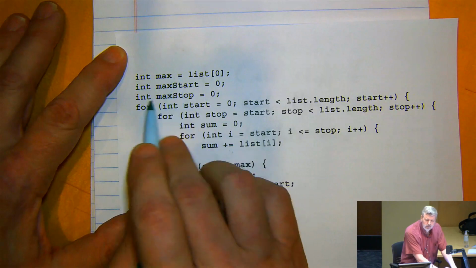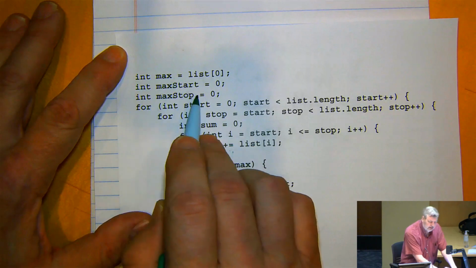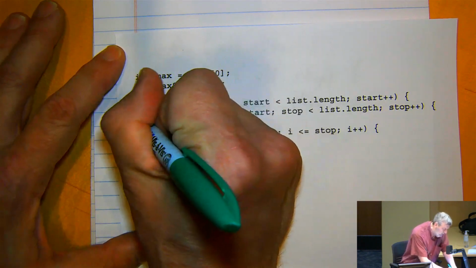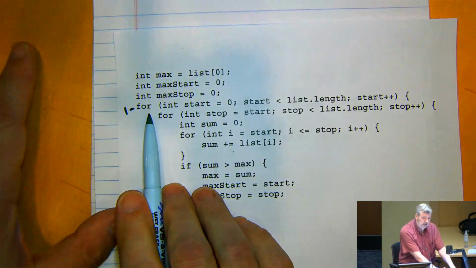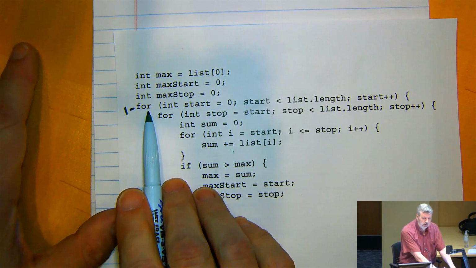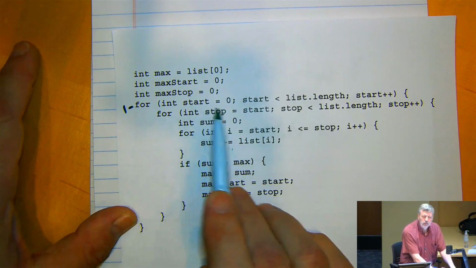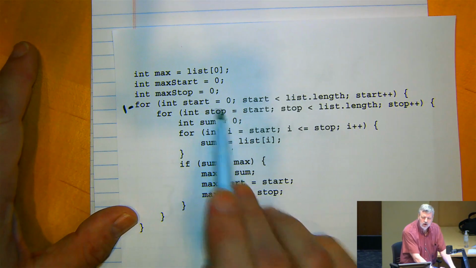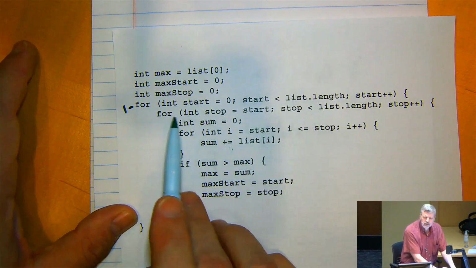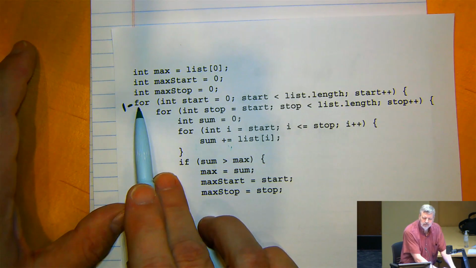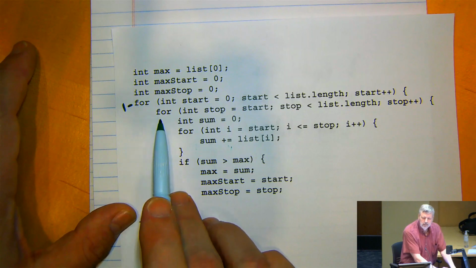This gets executed once, this gets executed once, this gets executed once. This for loop gets executed once. Now, it's got stuff inside of it, but we only hit the for loop once. Then we have it set up a variable called start, and it's going to do start less than list.length and so forth. But this for loop is inside of this for loop.